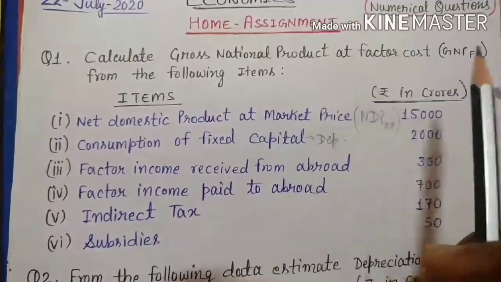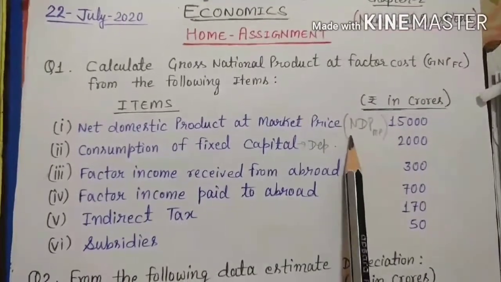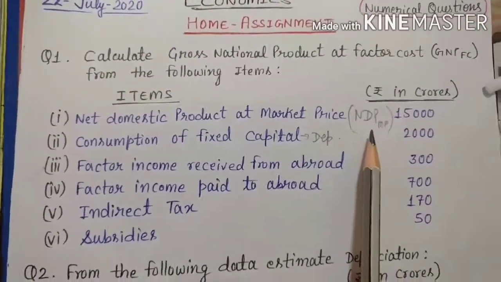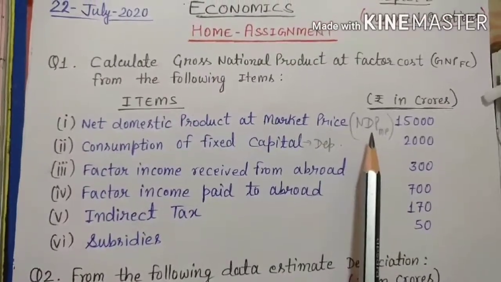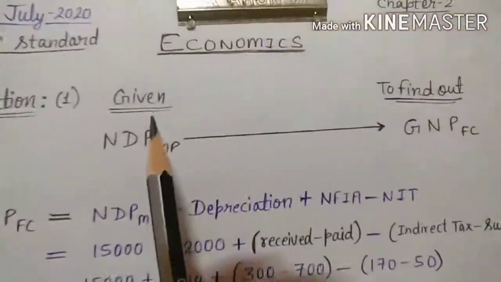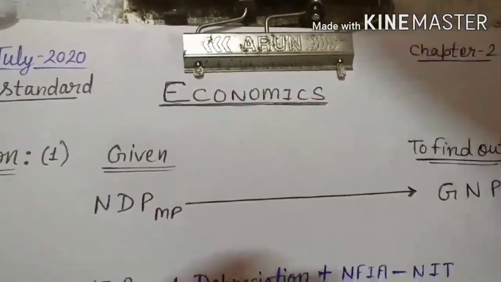And what do we have to find out? We have to find out GNP at FC. The big term given to us is NDP at MP. So now let's see how we will solve it. First we will write what is given to us and what we have to find out. Given: NDP at MP. To find: GNP at FC.